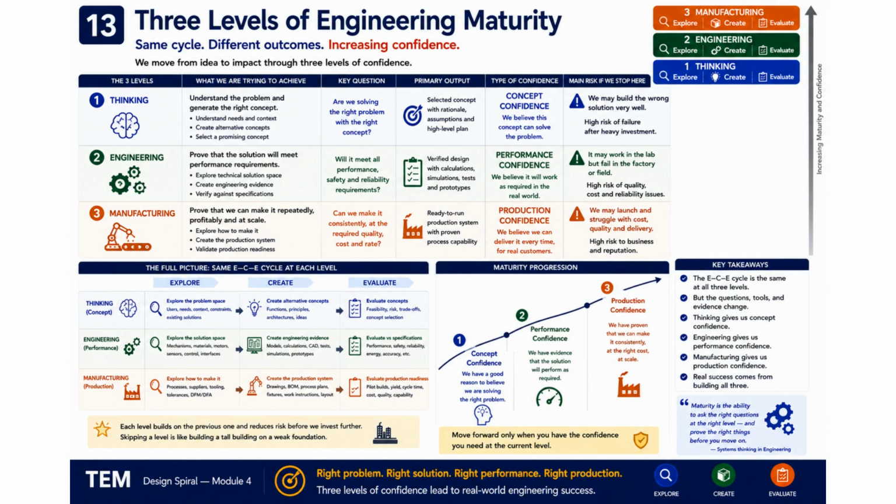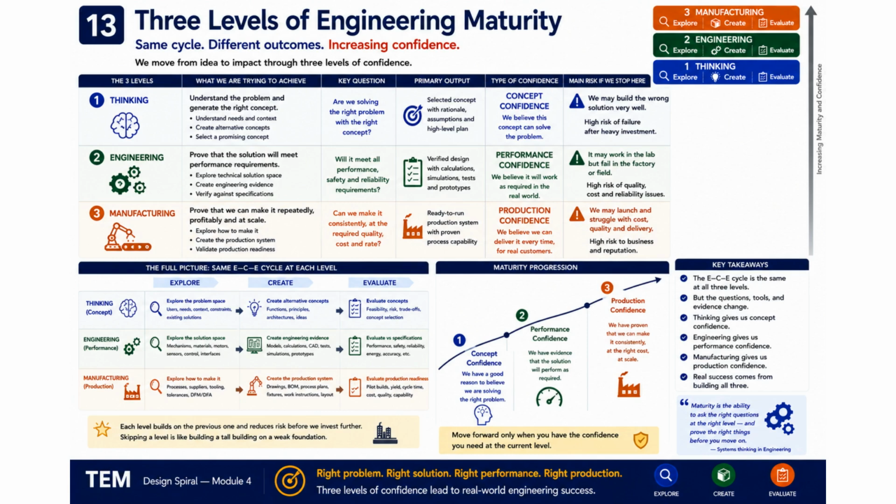We can now bring the entire module together. Explore, create, and evaluate are the same three activities throughout the TEM Design Spiral. But what we explore, what we create, and what we evaluate changes as the product matures. During thinking, our main concern is whether we understand the right problem and have selected the right concept. We explore the problem space, create alternative concepts, and evaluate those concepts. The result is concept confidence. We now have evidence that our proposed concept is worth developing.